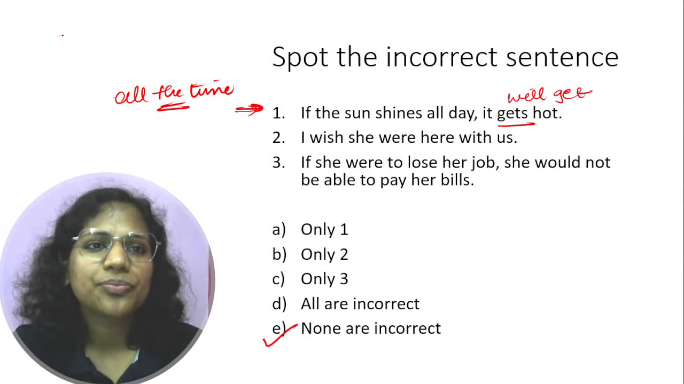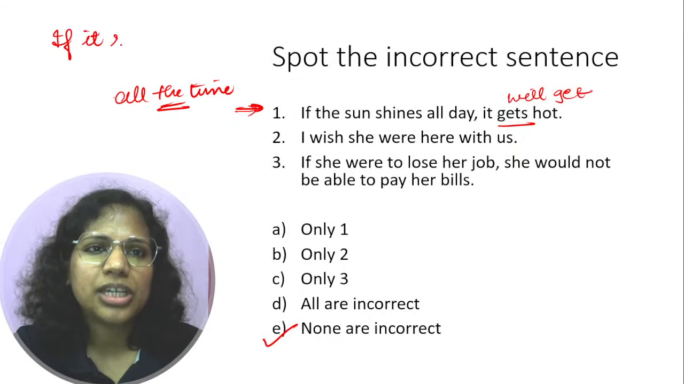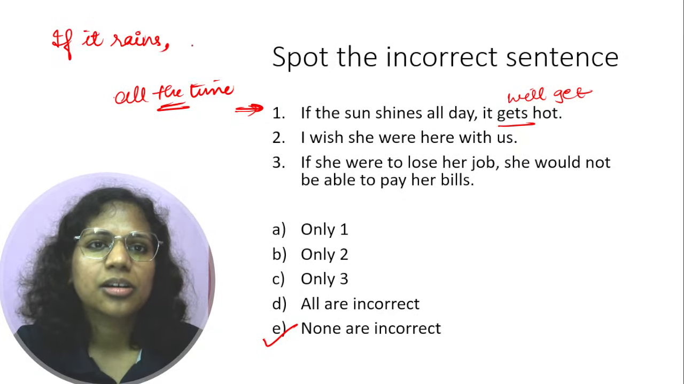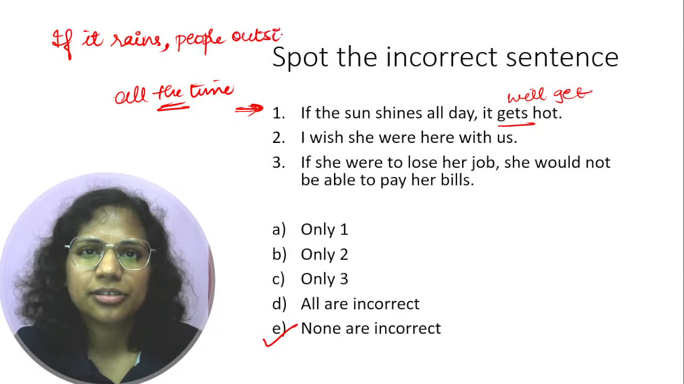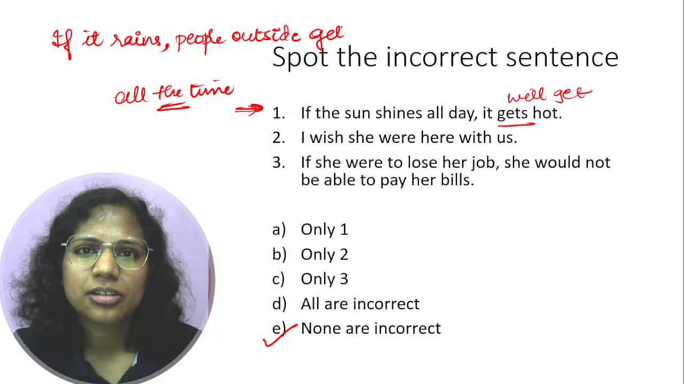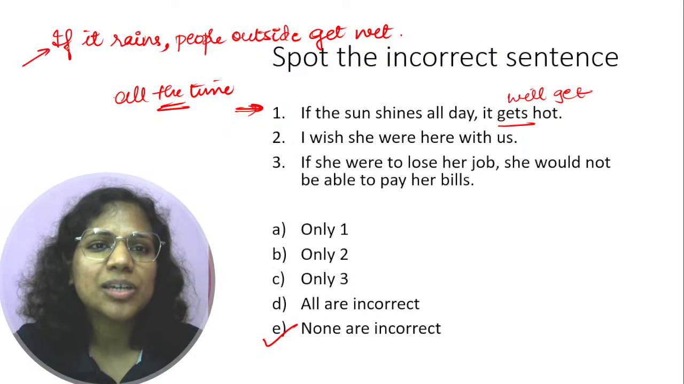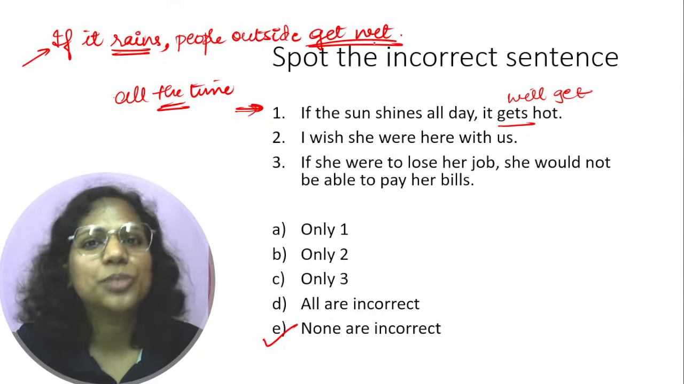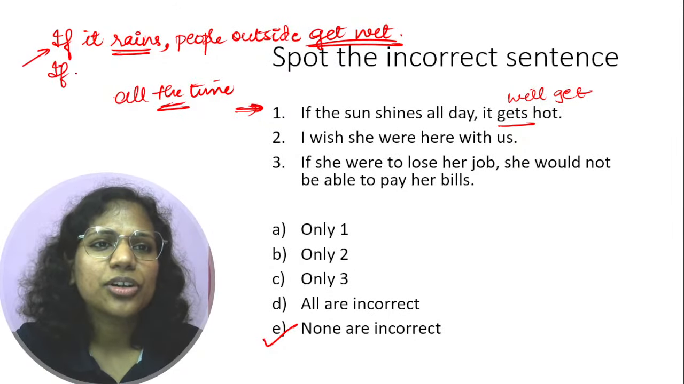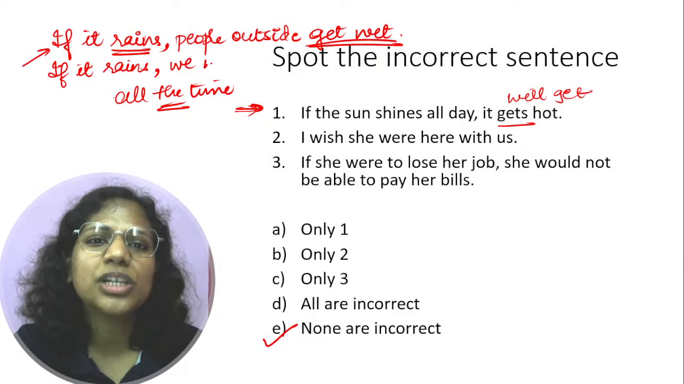Right? So, if it rains, people outside get wet. People on the road get wet. Okay, so now this is something that is true all the time, right? So I will write it in the present simple. But if you are talking about it as a future possibility, we will get wet.